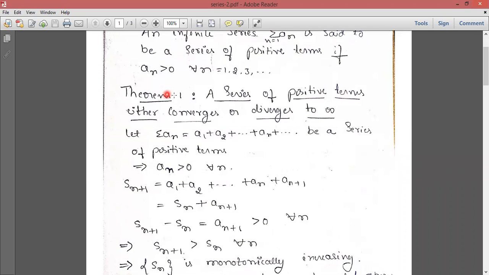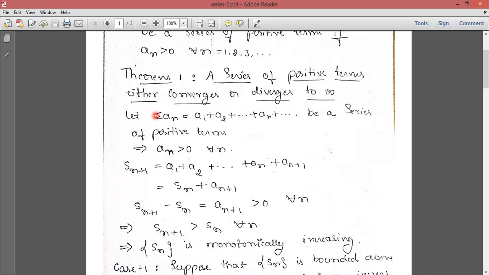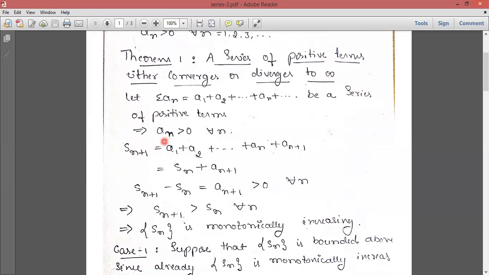theorem 1, statement of which is a series of positive terms either converges or diverges to plus infinity. Let us see the proof. First consider an infinite series of positive terms, that is sigma an is equal to a1 plus a2 plus etc plus an plus etc. Since this is an infinite series of positive terms, each term of the series is positive, that is for all the values of n, an is greater than 0.